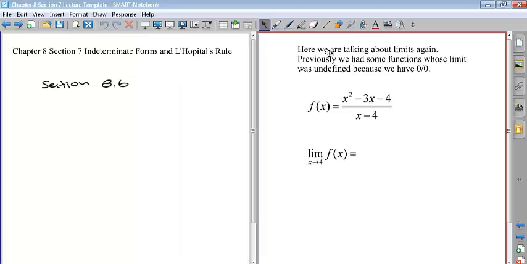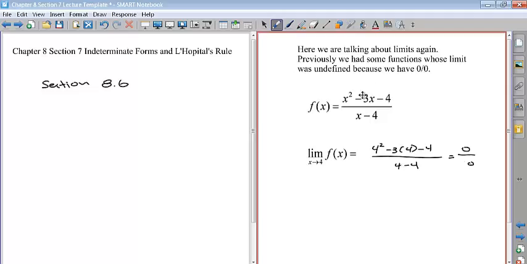So the whole concept here is, back in chapter 1, we had certain functions. When we took the limit, we initially got an indeterminate result. So here's our function, and if I said, what is the limit of this function as x approaches 4, the first thing you do is you just plug it in there and see what you get. And what you'll see is I get 16 minus 12, which is 4, minus another 4, which is 0, and 4 minus 4. So this is indeterminate.